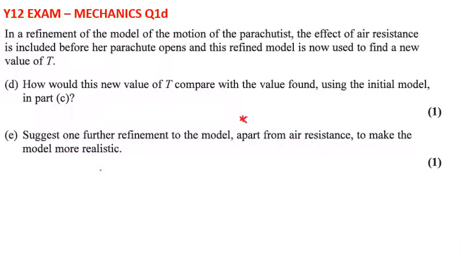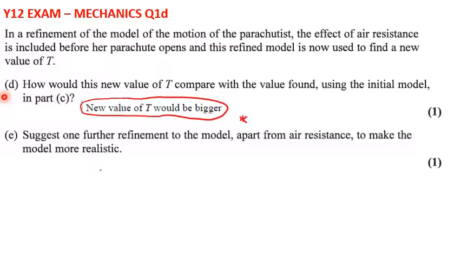So again, stop and pause to read this question. Okay, so the new model includes air resistance, and that would have the effect of slowing down the parachutist, and so the time taken to reach the ground would be longer. Okay, so the new value of t would be bigger. It says, how would the new value of t compare with the value found? The time taken would be longer, but the value of t would be bigger.